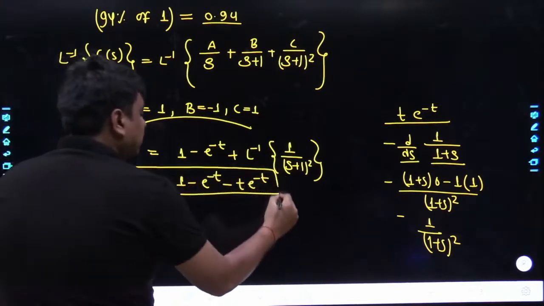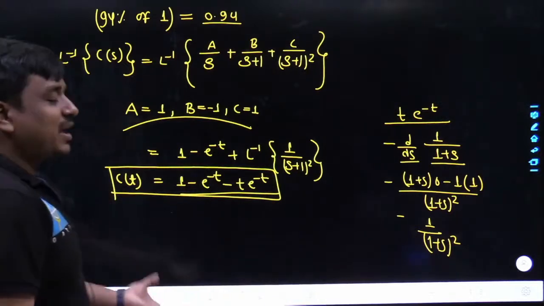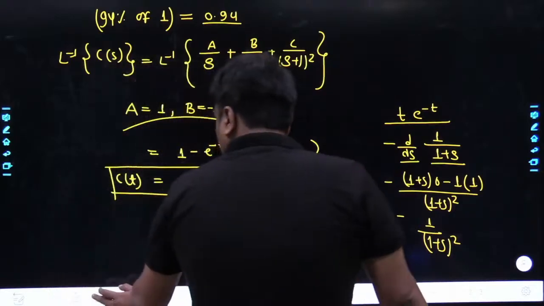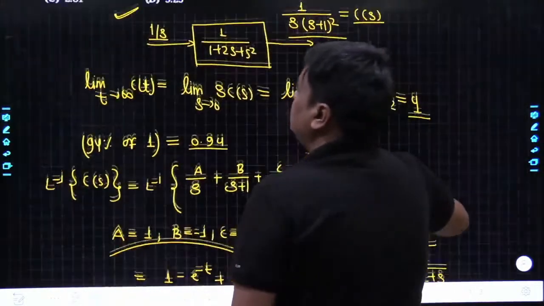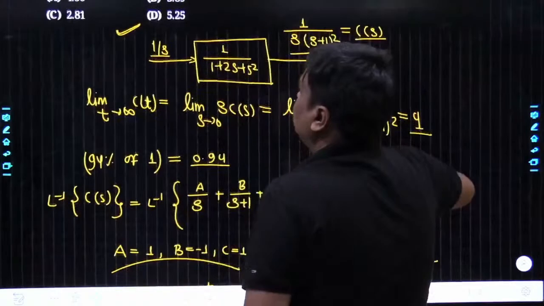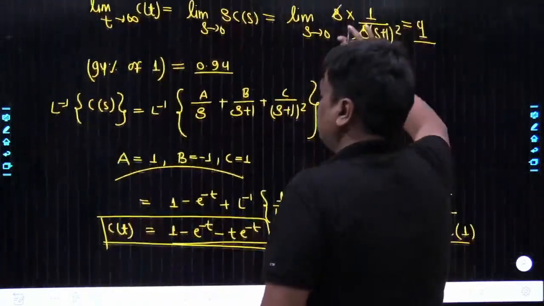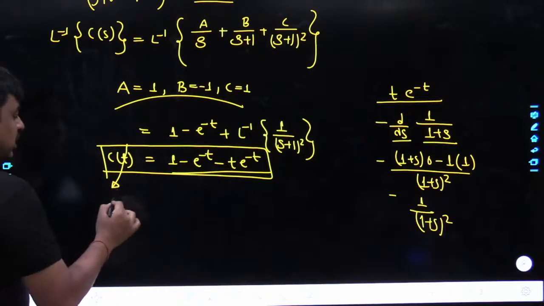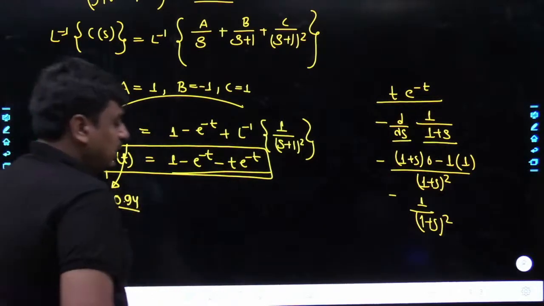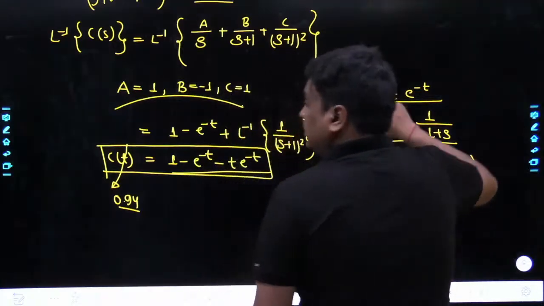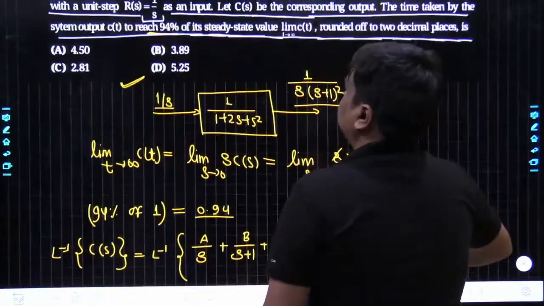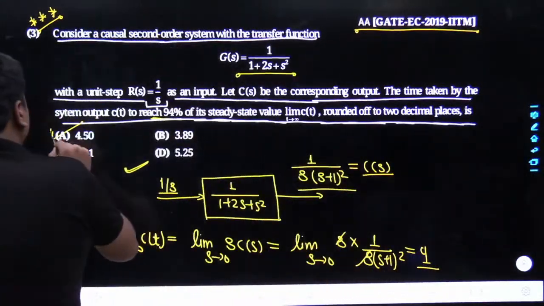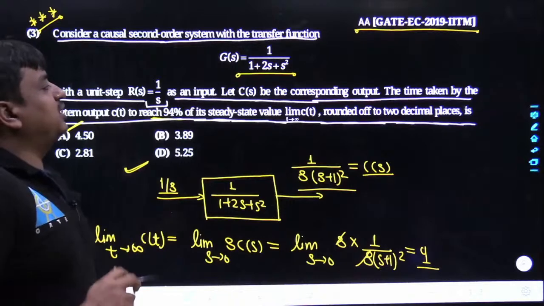Now what you had to do is find how much time the system takes to reach 94% of its final value. So you start feeding each individual value manually. First you feed t equals 4.5, then 3.89, 2.8 and 5.25, and you try to understand when the output becomes 0.94. You will get to know that the output becomes 0.94 precisely when the time is 4.5. That means the system has taken 4.5 seconds to reach its final value.